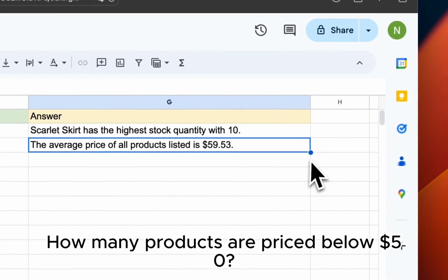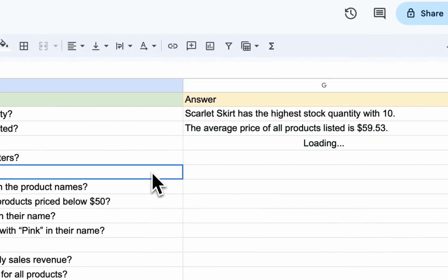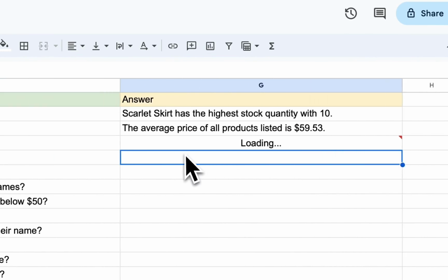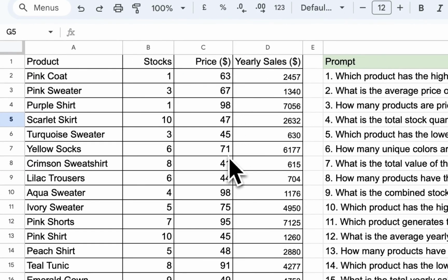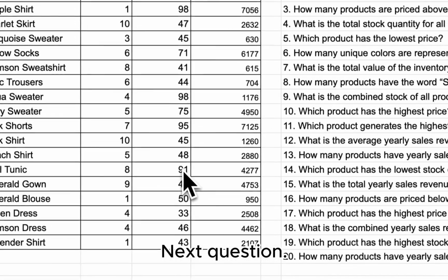How many products are priced below $50? 8. Correct. Next question.